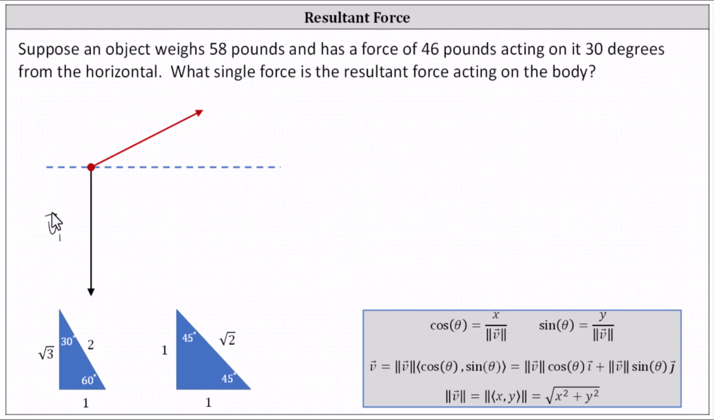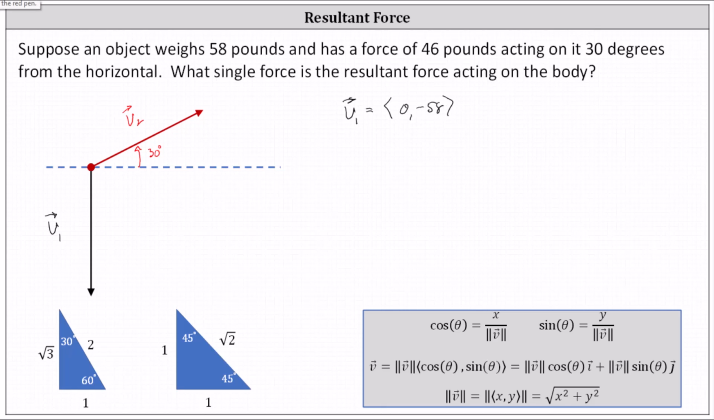And then we'll use the red vector to represent the 46-pound force acting at a 30-degree angle from the horizontal. So we'll call this vector v sub 2, and we know this angle here is 30 degrees. And now let's list the components of the vectors. For vector v sub 1, because the force is 58 pounds, we know the magnitude is 58, and because the force is only downward, the x component is 0 and the y component is negative 58.